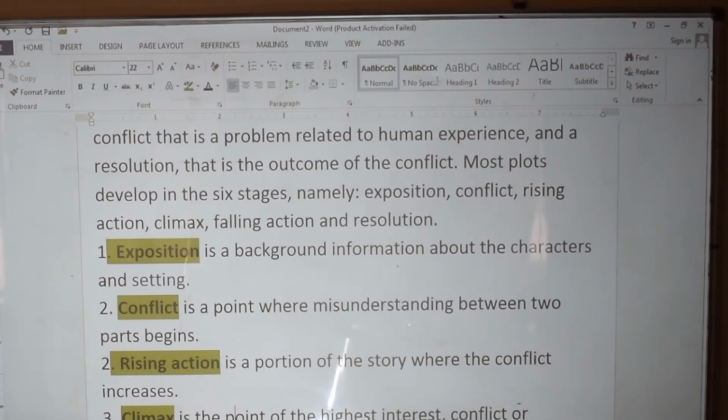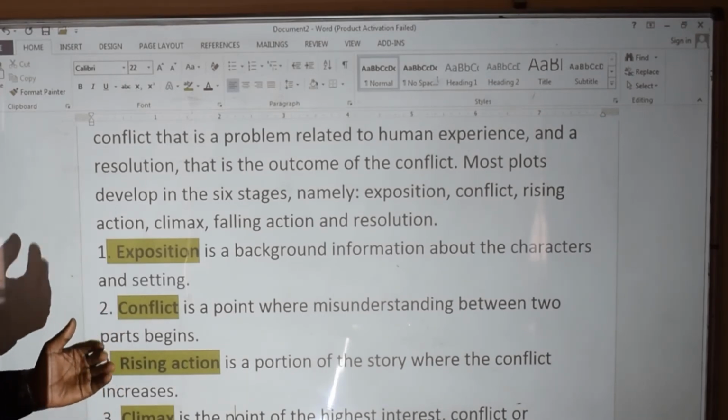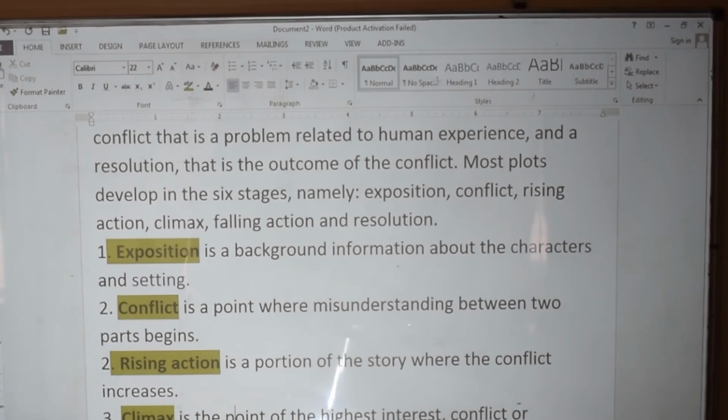The third is rising action. Now, what is rising action? After the beginning of a conflict, the next stage is called rising action, where the conflict increases or develops more than it was in the former stage. That is rising action, a portion of the story where the conflict increases.